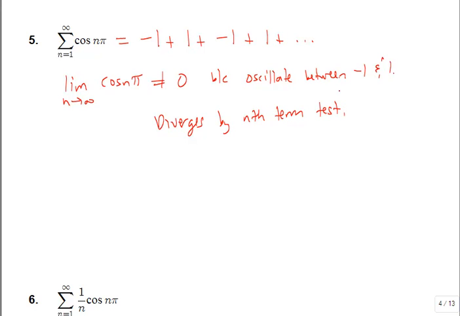You can also see by looking at partial sums, the first partial sum would be -1, second partial sum would be 0, the third partial sum would be -1, the fourth partial sum would be 0. So those nth partial sums are oscillating between 0 and -1, so they don't converge as well, which means the series cannot converge.